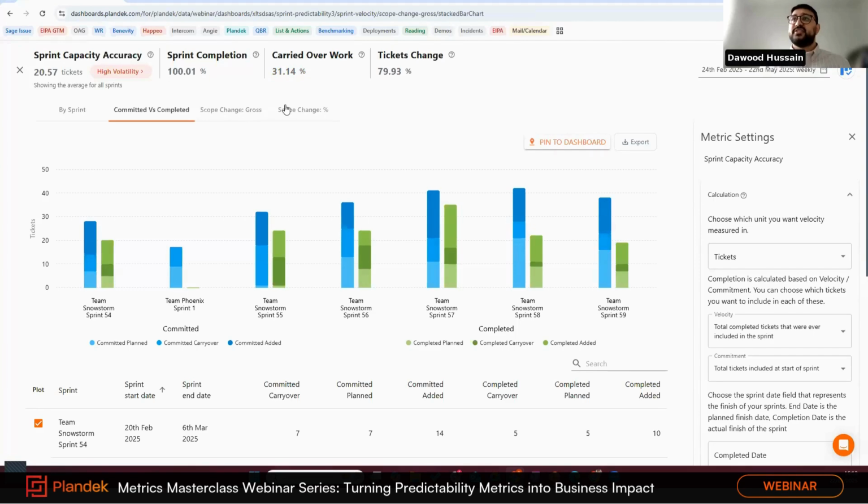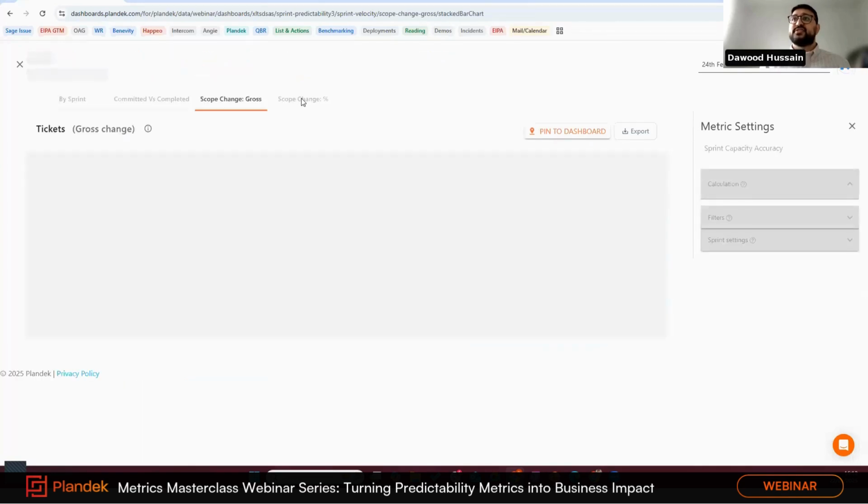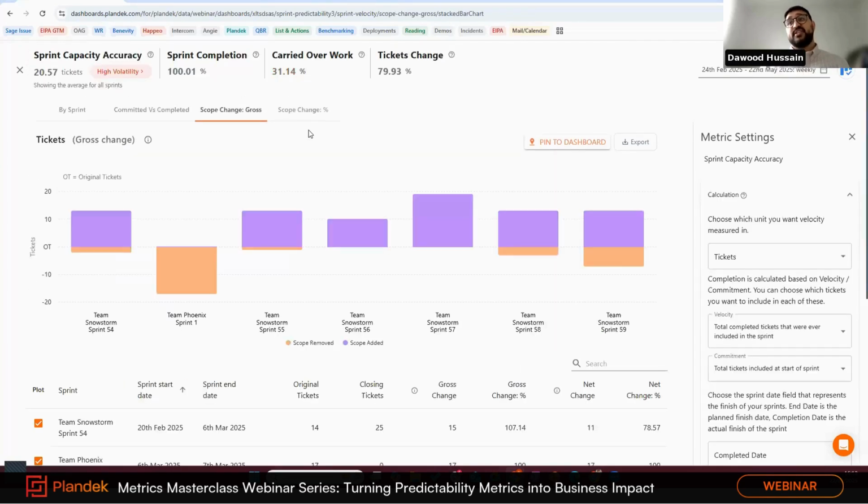The scope change gross and scope change percentage as well is really cool too. So we can see here on a sprint by sprint basis how much scope was added and how much was removed. And the one thing I want to point out is this is currently in tickets, but for those of you that use story points, you can also select story points here as well.